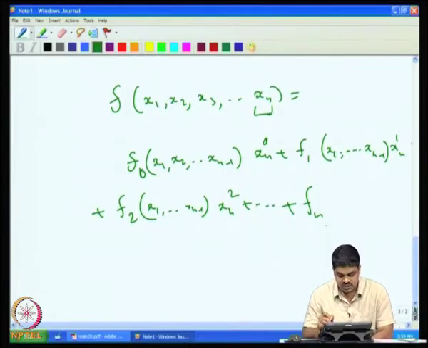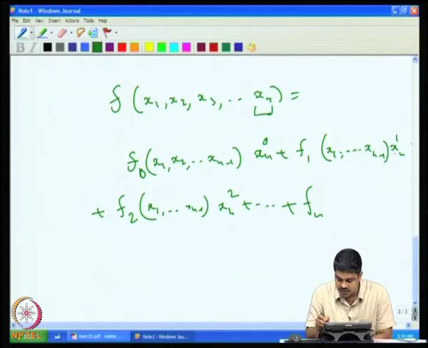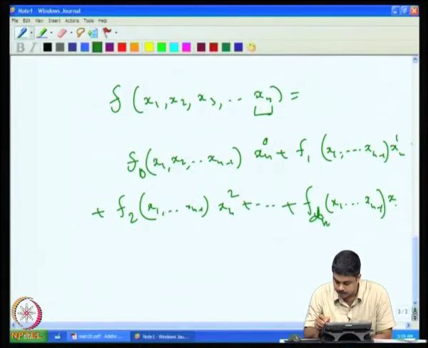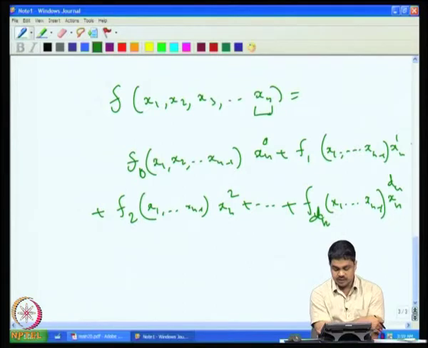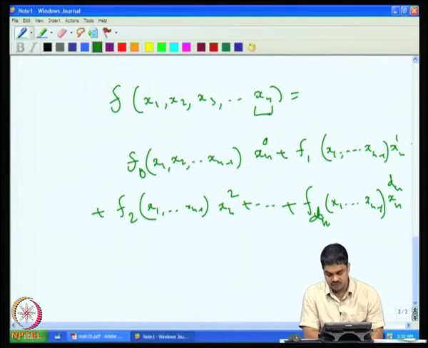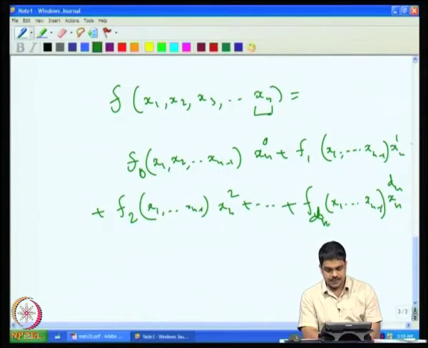Essentially, the degree up to which it can go is, say, dn, so the last term is f dn of x1 to xn minus 1 into xn raised to dn. So, we are restricting the degree of xn to be dn, the degree of x1 is d1, the degree of x2 is d2, and so on.